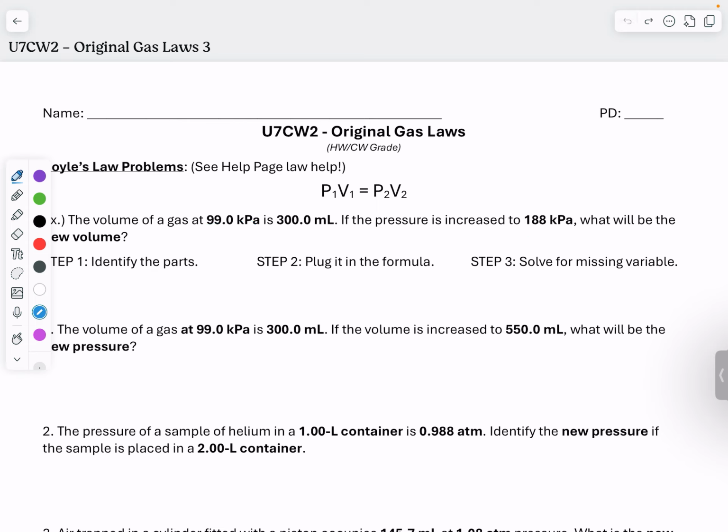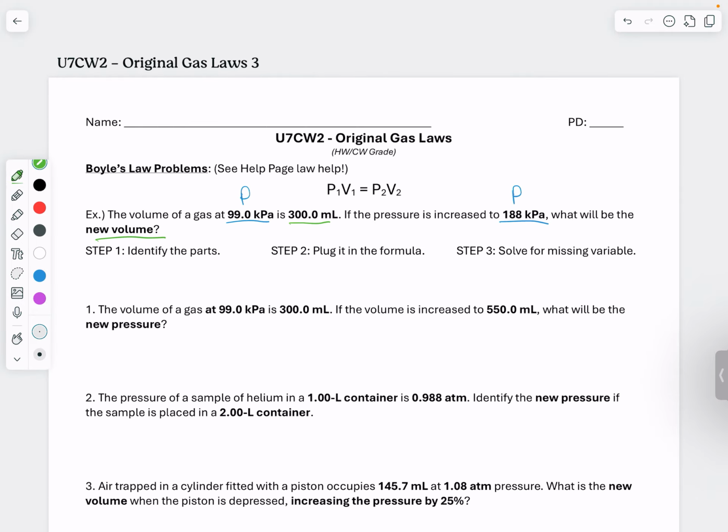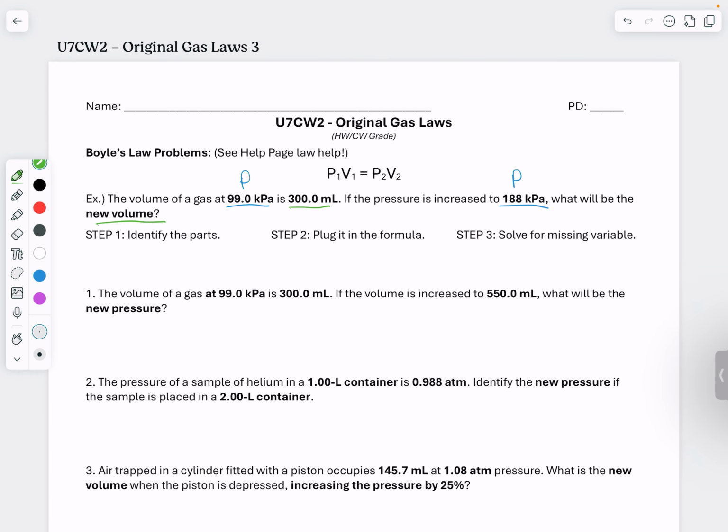And that's way too big. Let me shrink that down a little better. So pressure here, pressure there. So that's going to be my P, and this is going to be my other P. We also have volume here, right? So we've got volume here and we're asking for a new volume there, right? So that's what we're trying to figure out. Now, what is what? We've got to figure that out when we look at it.